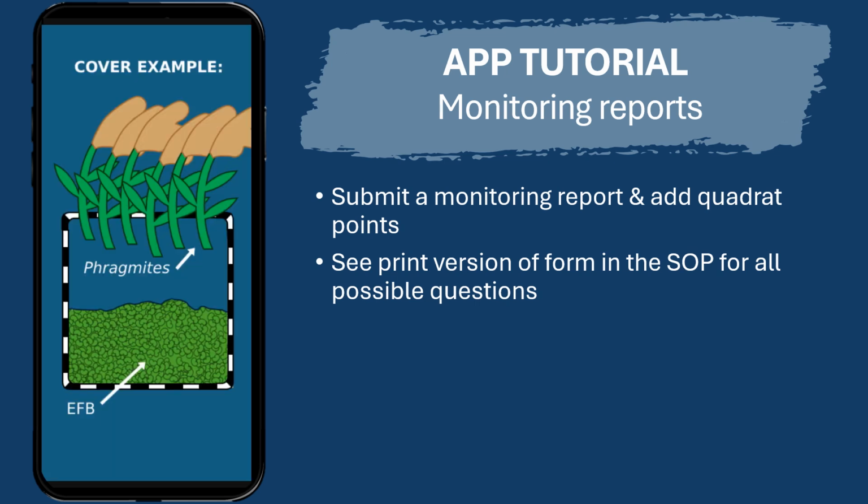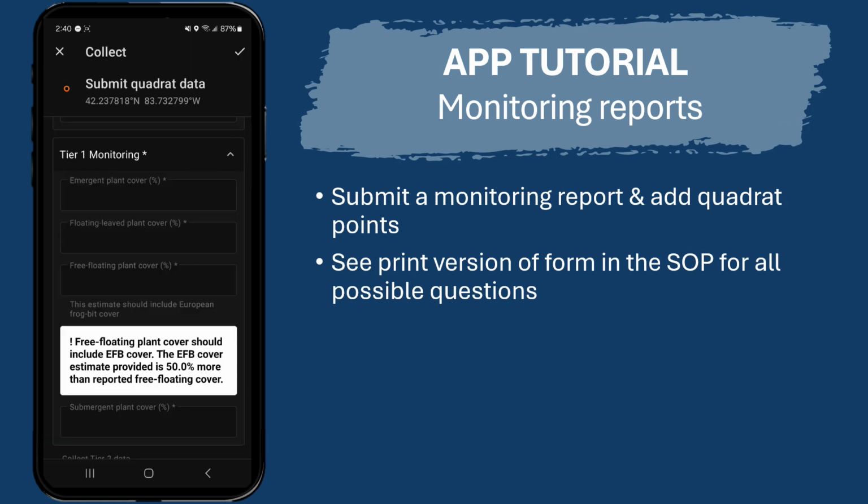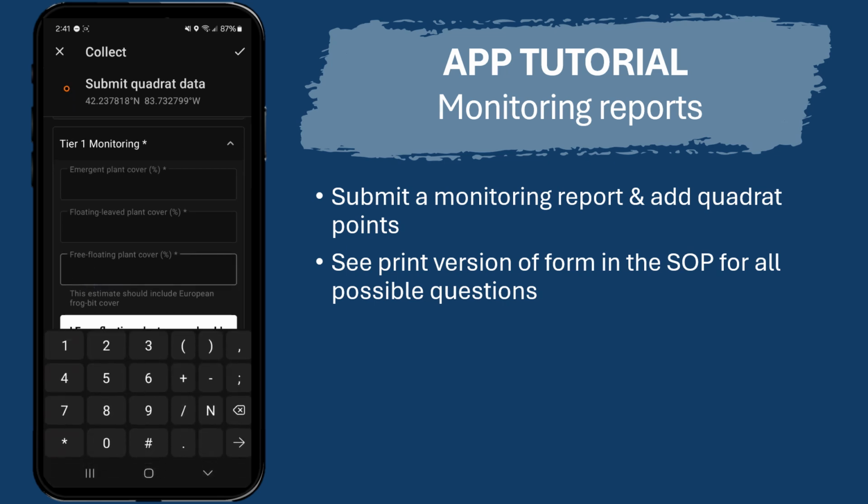So let's say in my example, I have a bunch of Phragmites or common reed, and I just have frogbit. Those are my only plants that I've got in my quadrat. The first thing I would probably do is you'll see this note that pops up here down at the bottom that says free floating plant coverage should include EFB cover. And since we said that we had 50% EFB cover, then we have to put at least 50%.